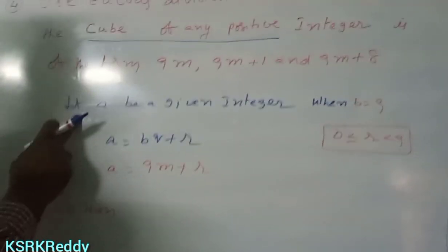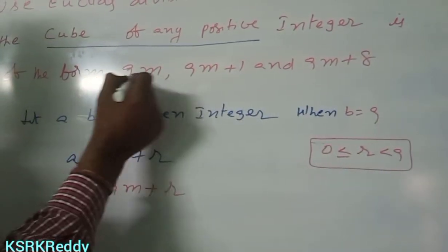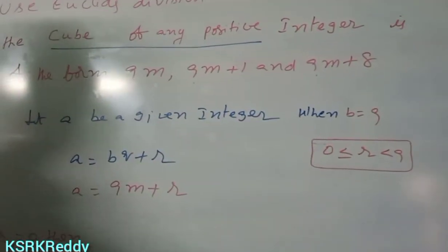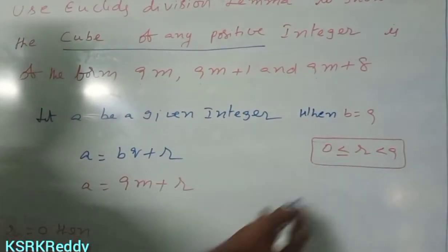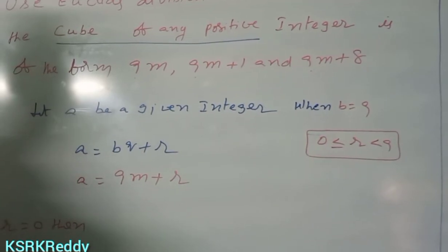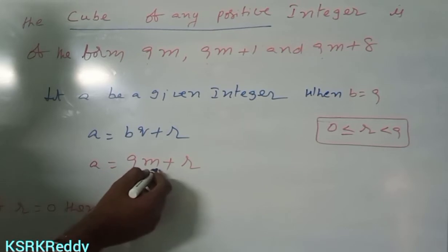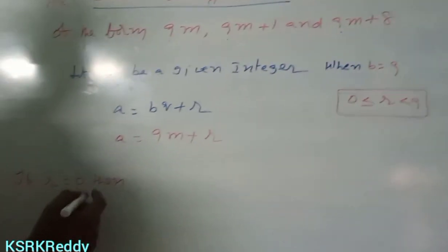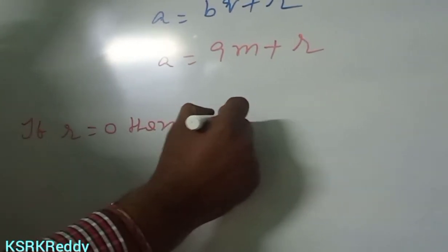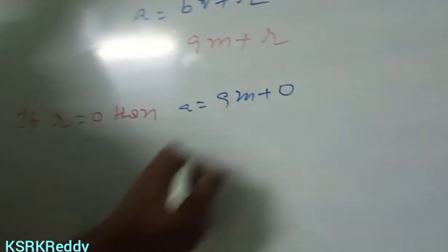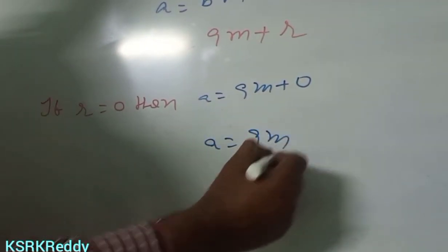So here let a be a given integer, with b equal to 9, for 9m, 9m plus 1, 9m plus 8. So the b value is 9, and 0 is less than or equal to r less than 9. a is equal to bq plus r, so a is equal to 9m plus r. Here, if r is equal to 0, then a is equal to 9m plus 0, so a is equal to 9m.